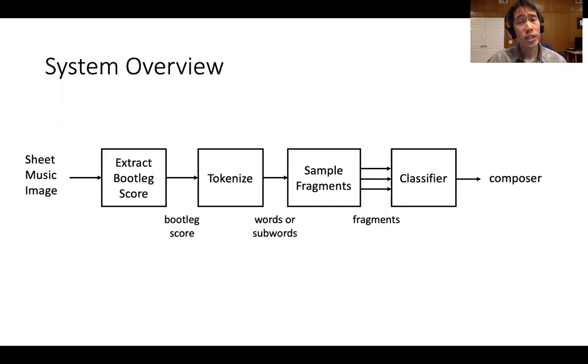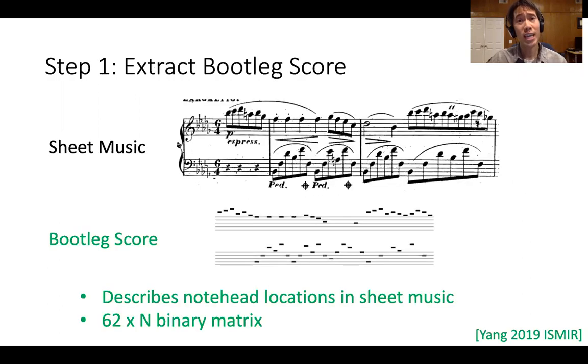Our approach has 4 key steps shown in this figure. We'll walk through each of these steps in the next 4 slides. The first key step is to extract a bootleg score. The bootleg score is a low-dimensional feature representation that encodes the positions of note heads in the sheet music. It is a 62 by n binary matrix where 62 indicates the number of different staff line locations, and n indicates the total number of simultaneous note events.